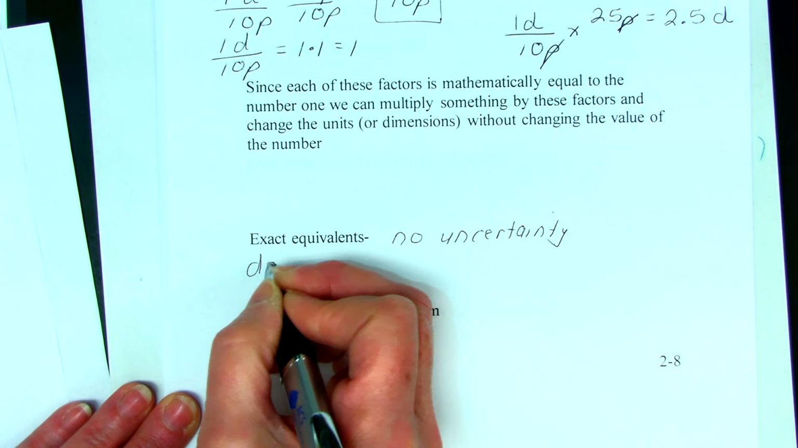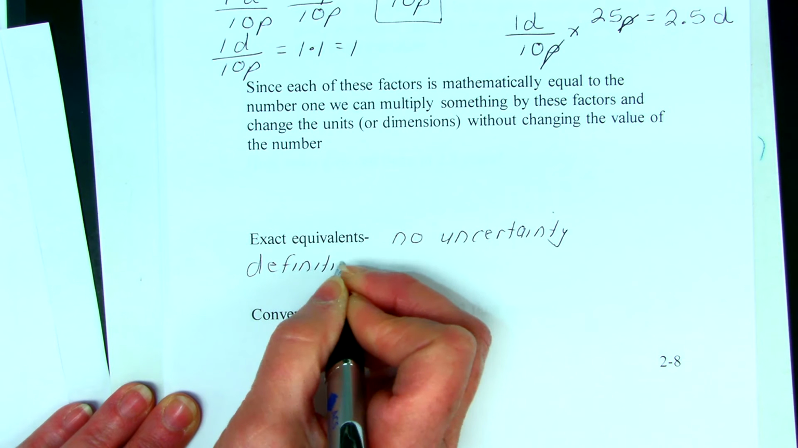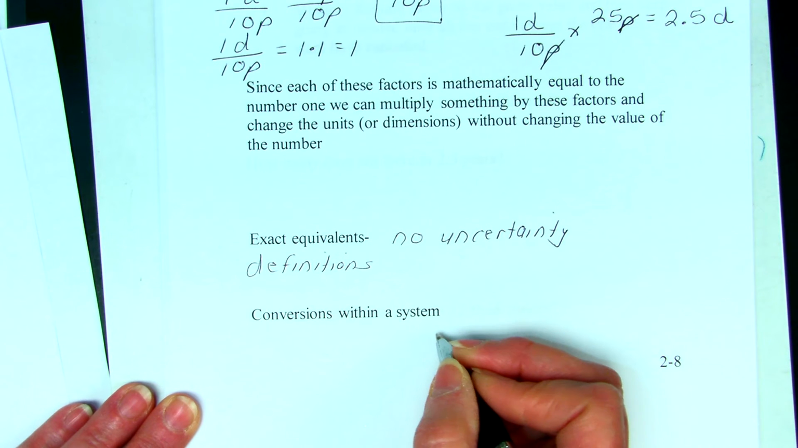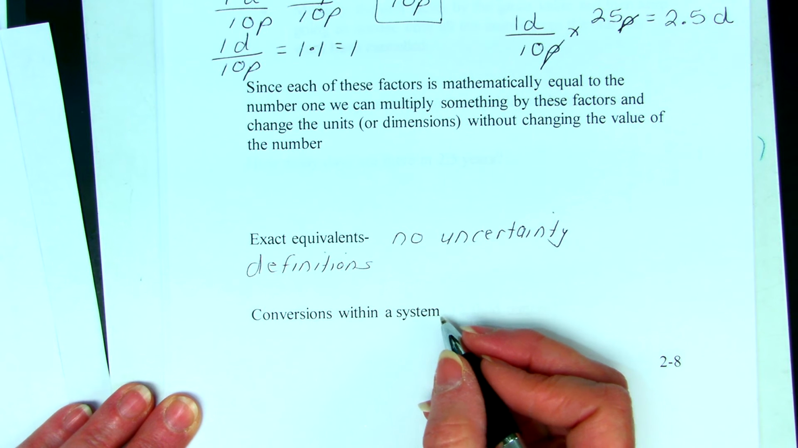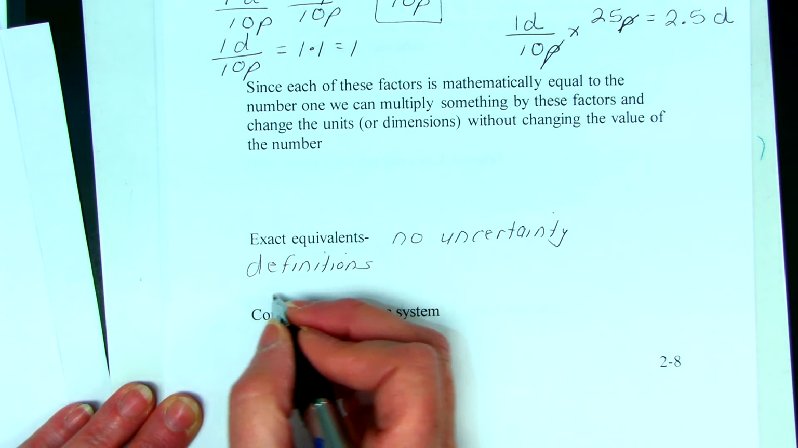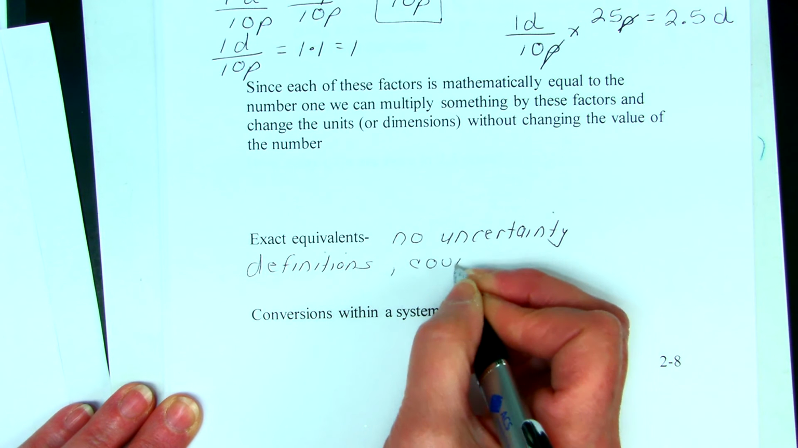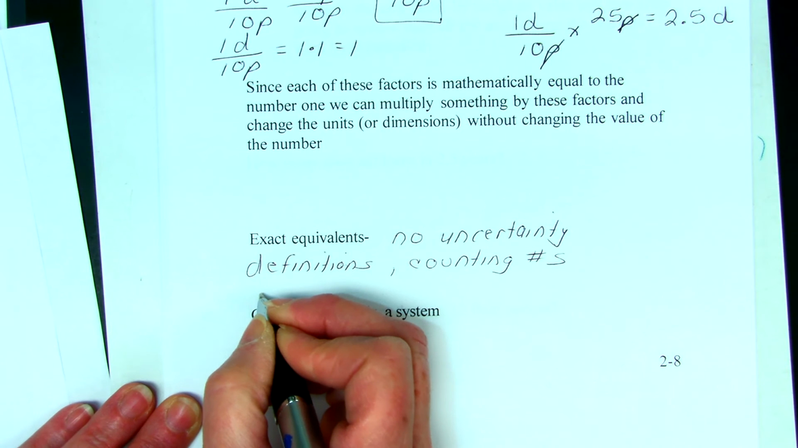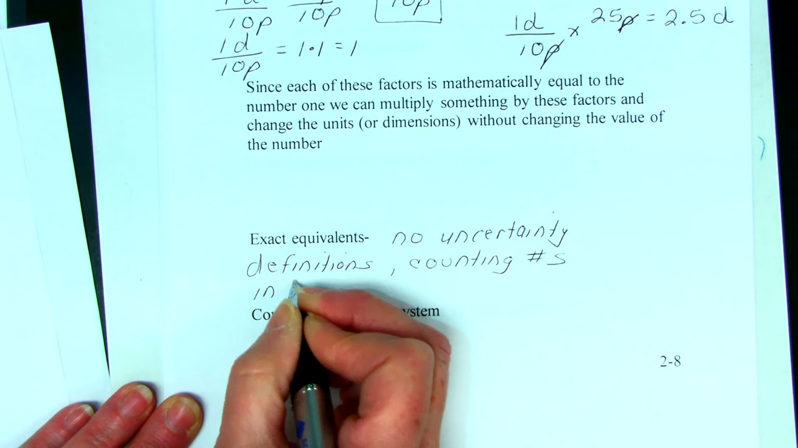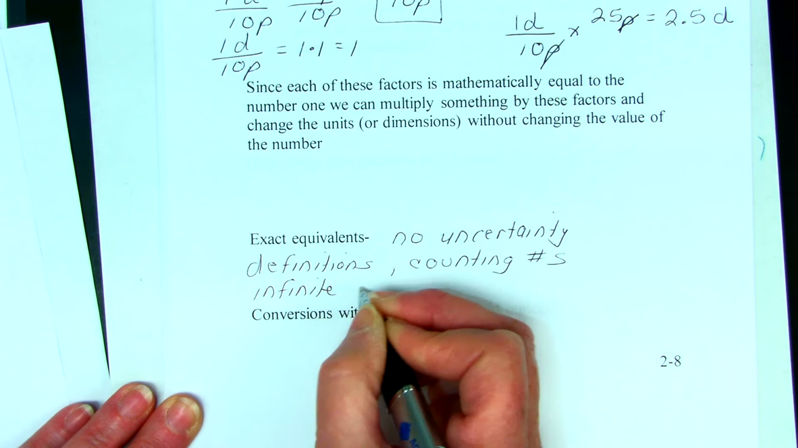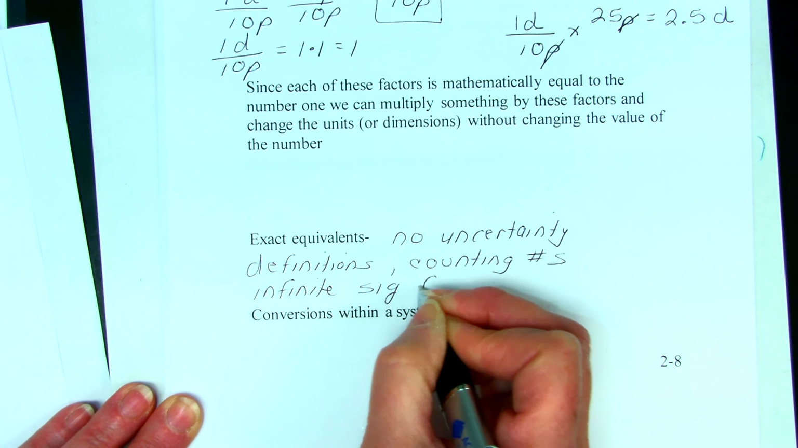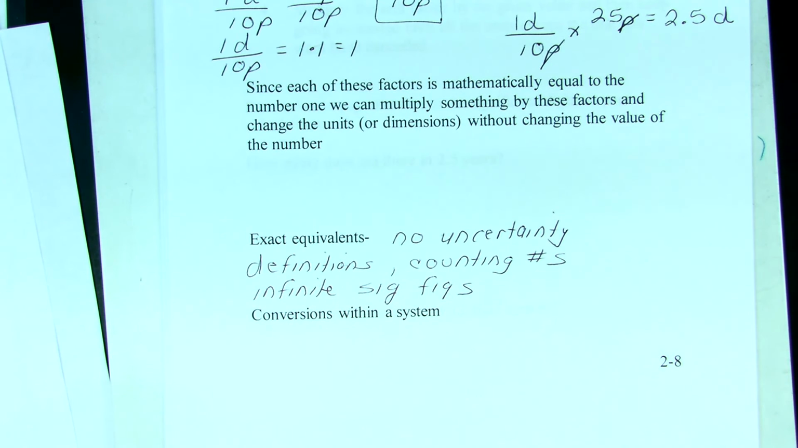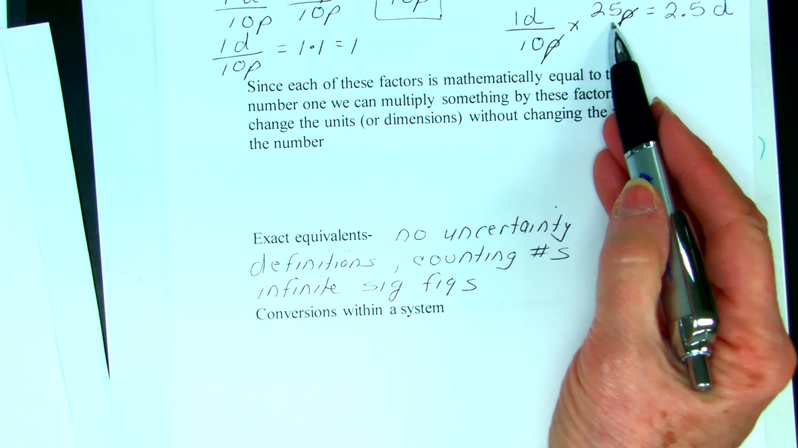And so these are definitions. There are 10 pennies in a dime. There are 100 centimeters in a meter. There's 12 inches in a foot. Those are definitions, so they are exact numbers. And because they are exact numbers, or counting numbers are exact also, these have no uncertainty, so they have an infinite number of significant digits, or infinite sig figs. So it's okay for me to report 2.5 dimes because I had 2 sig figs in this number.